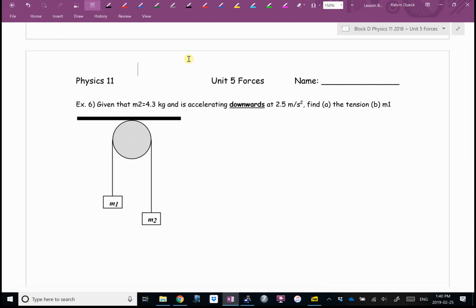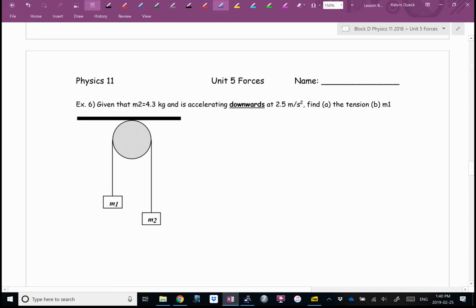It says, given that M2 is 4.3 kilograms and it's accelerating downwards at 2.5 meters per second squared, find A, the tension, and B, M1. Do you see why, Rowan, I can't go winner minus loser equals M all times A? I don't know M all. Okay? So that's your first hint to ding, ding, ding, ding, ding. I got to plan this out.